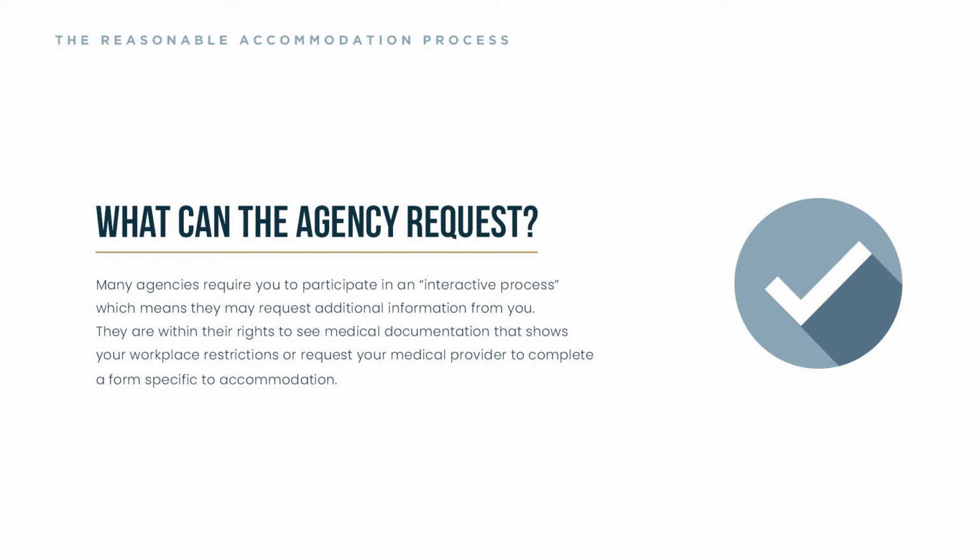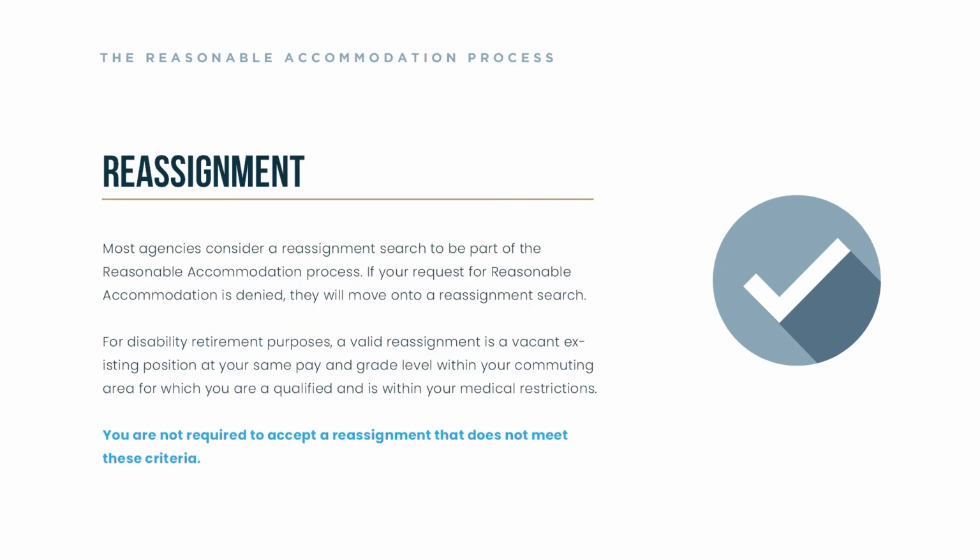Right. And when agencies decide that there is no reasonable accommodation that they can provide an employee, they will start that reasonable accommodation of last resort, which is the reassignment. Exactly. So can you go over how that factors in and how that affects a disability retirement? Yep. So reassignment is another really big part of your disability retirement process.